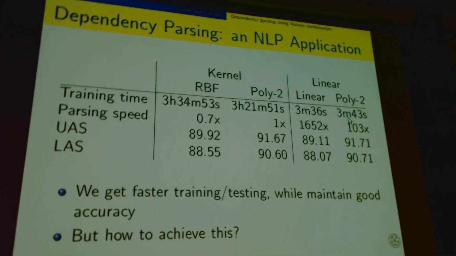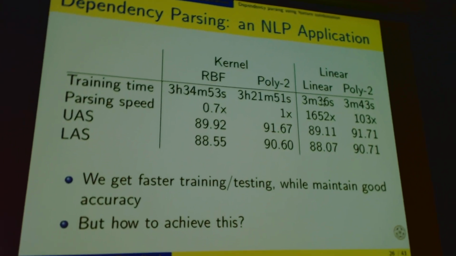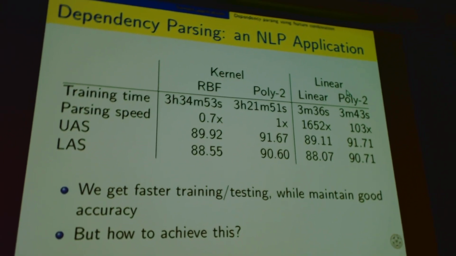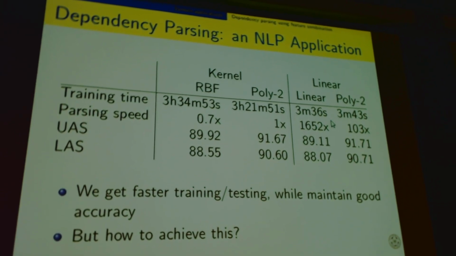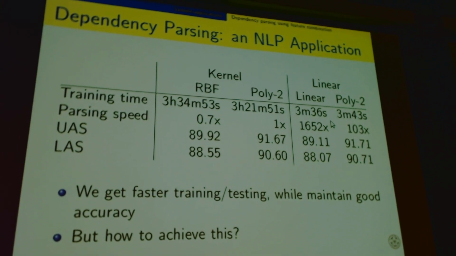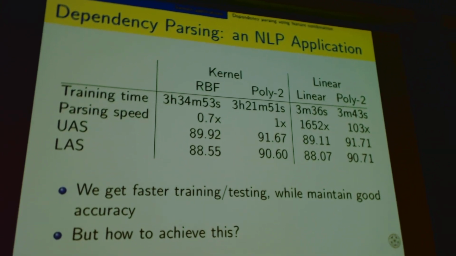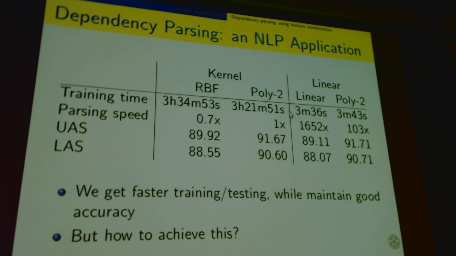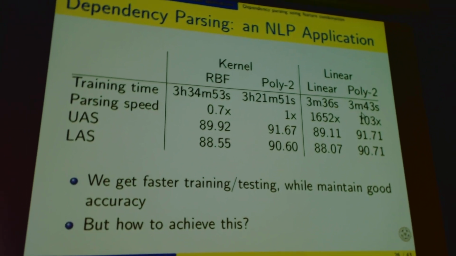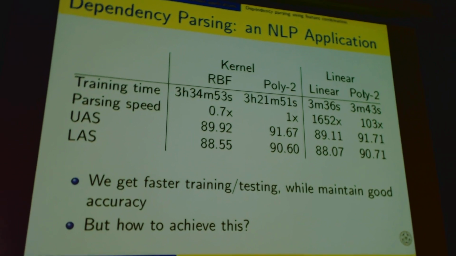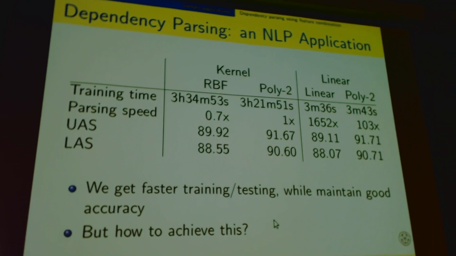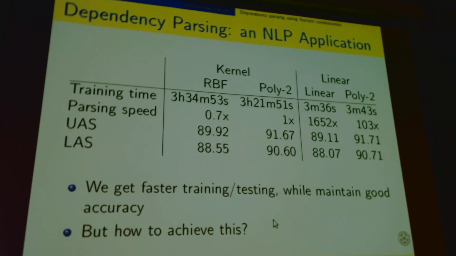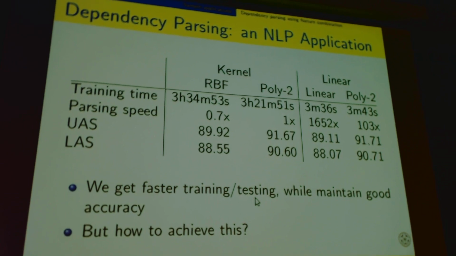But now you may ask a question: why is the training time of linear the same as after you have done the degree 2 polynomial expansion? The reason is that they are trained under different regularization parameters C. Remember, there's a parameter C which balances between regularization and the training loss. They are under different C parameters. Otherwise, under the same parameters, the degree 2 polynomial training time should be longer. So what have we achieved? We get faster training and testing, but also maintain good accuracy.